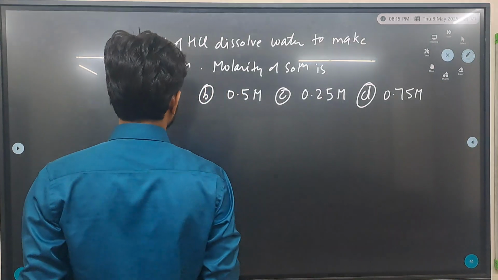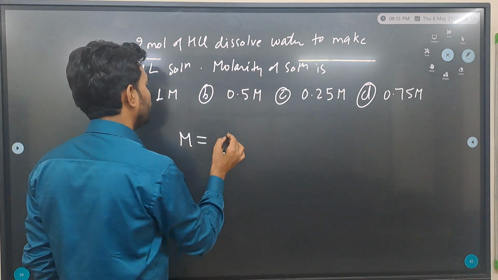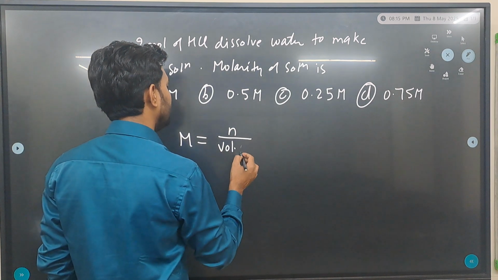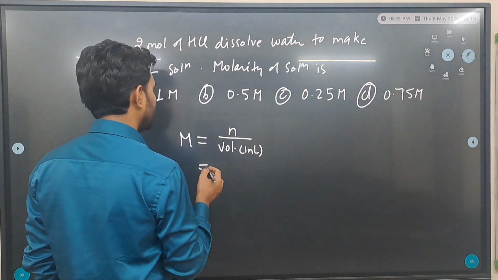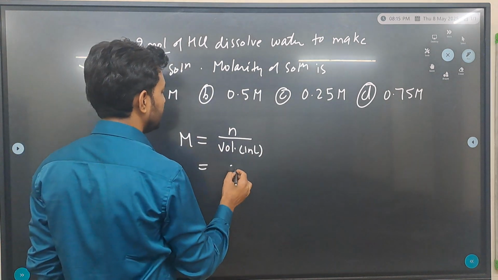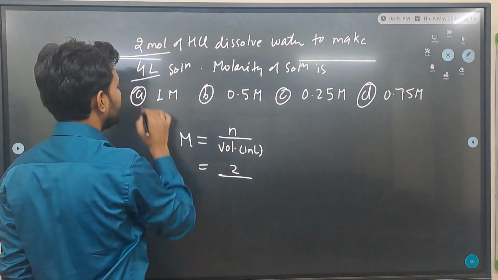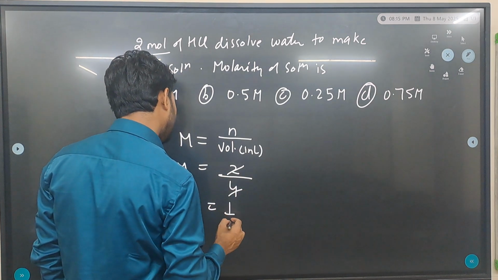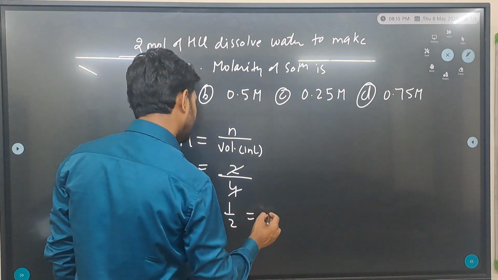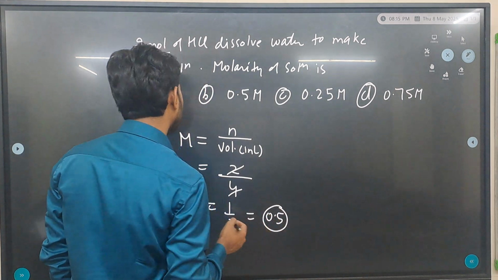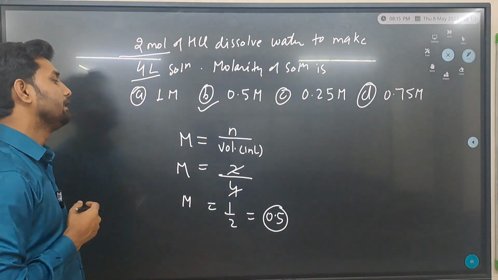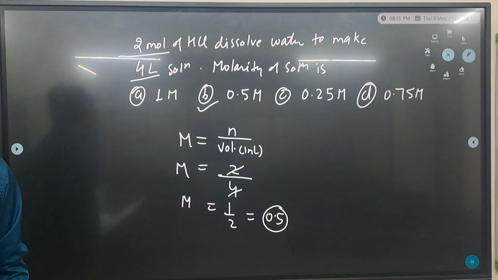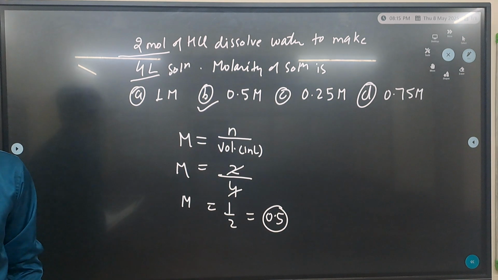Then you know the formula of molarity. Molarity is equal to number of moles divided by volume of solution in liter. The number of moles is directly given, 2 moles of HCl, so 2 divided by the volume of solution, which is 4 liter. So molarity will be 2 divided by 4, which is equal to 1 by 2. We can also write it as 0.5 molar. So option B will be the correct option. Clear?